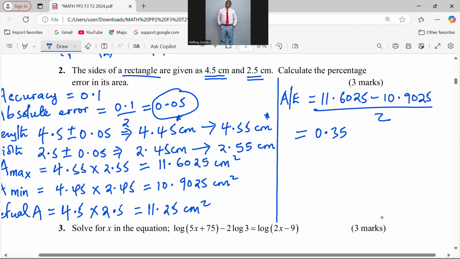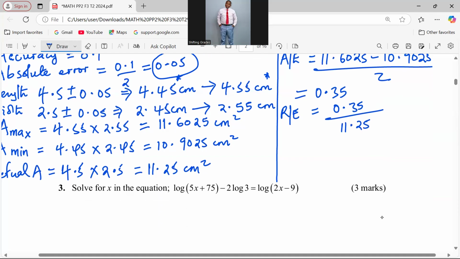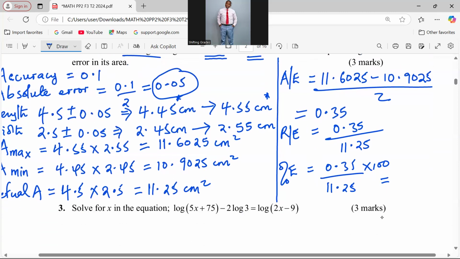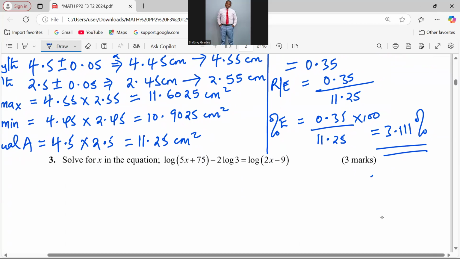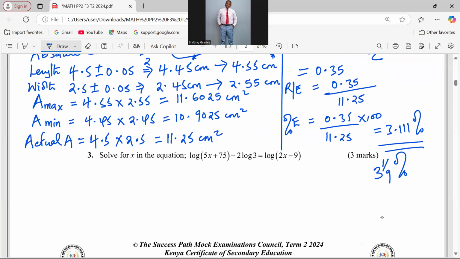After absolute error, we go to relative error, which is given by absolute error out of actual area. This is the relative error. And finally, the percentage error, which is given by relative error multiplied by 100. So now we multiply this by 100. And this becomes 3.11, where 1 is recurring. So an accuracy of 4 significant figures is okay, which can also be put as the accurate value, 3 and 1 over 9%. So that is the question on errors.